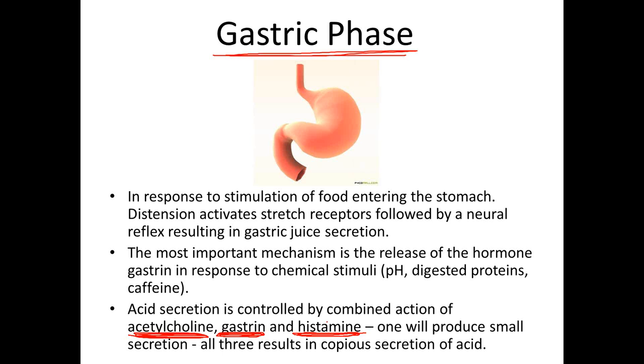One of the ways that we can control gastric acid secretion is to use drugs that inhibit these components. So a number of different drugs have been introduced to reduce gastric acid secretion, or too much gastric acid secretion that might cause damage to our stomachs.